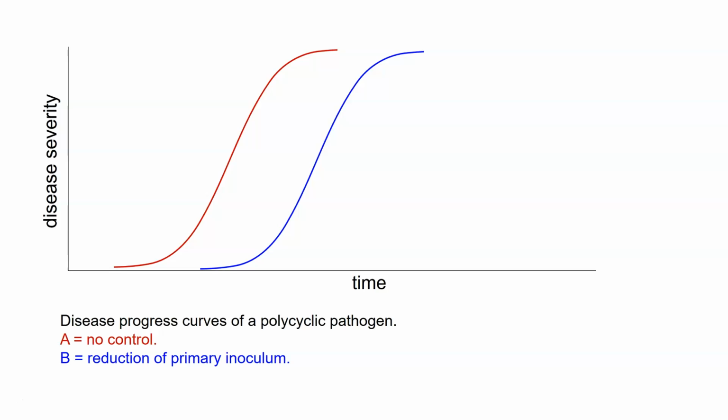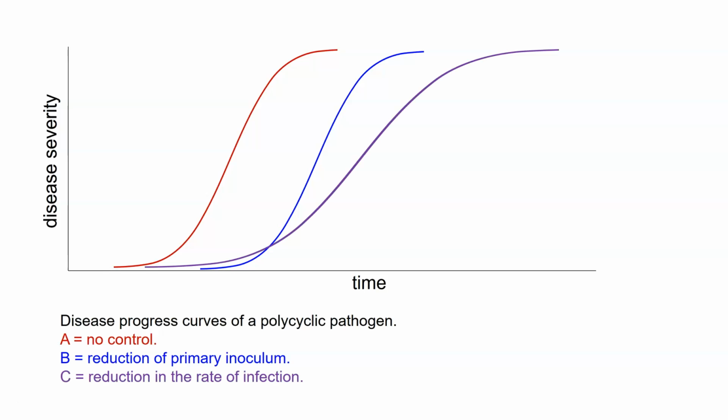This is what happens if you reduce primary inoculum. You reduce primary inoculum, the curve doesn't change. What you do is you buy more time because it takes longer for the primary inoculum to build up to a point where it's really going to be problematic. If you change the rate of infection, that means how many new lesions do I get out of each new inoculum that is formed. By doing that, you slow down this curve. You make this curve more elongate. By making the curve more elongate, you get less disease over time.